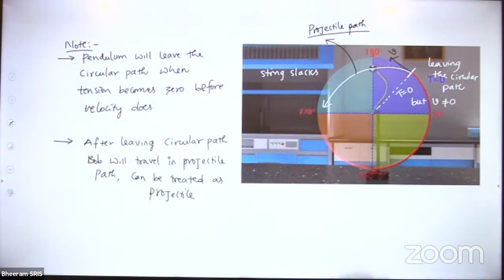So one condition is finished. That is, the condition for completing the vertical circular motion is finished. Now we have to see the conditions for leaving the circular path and for oscillation.